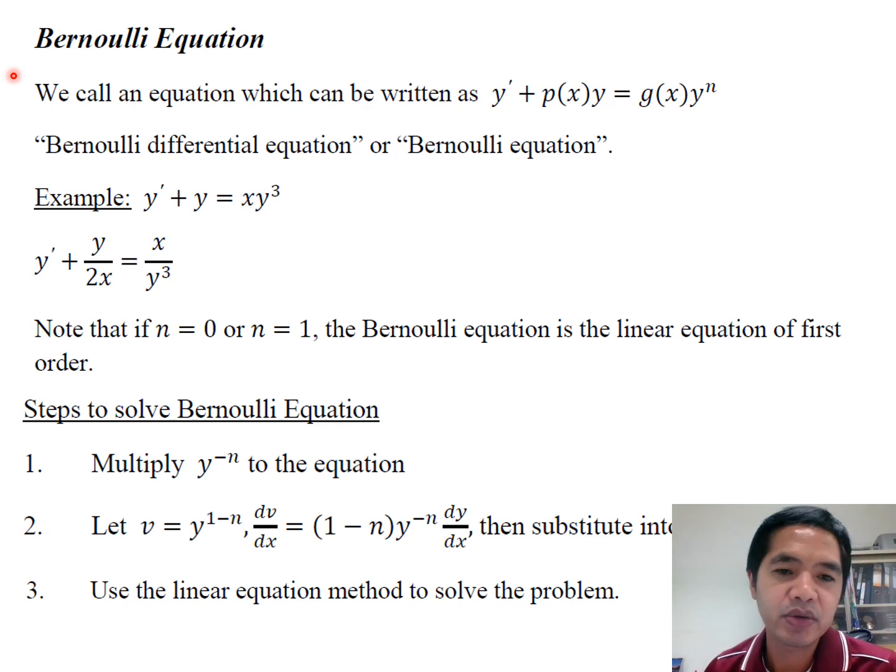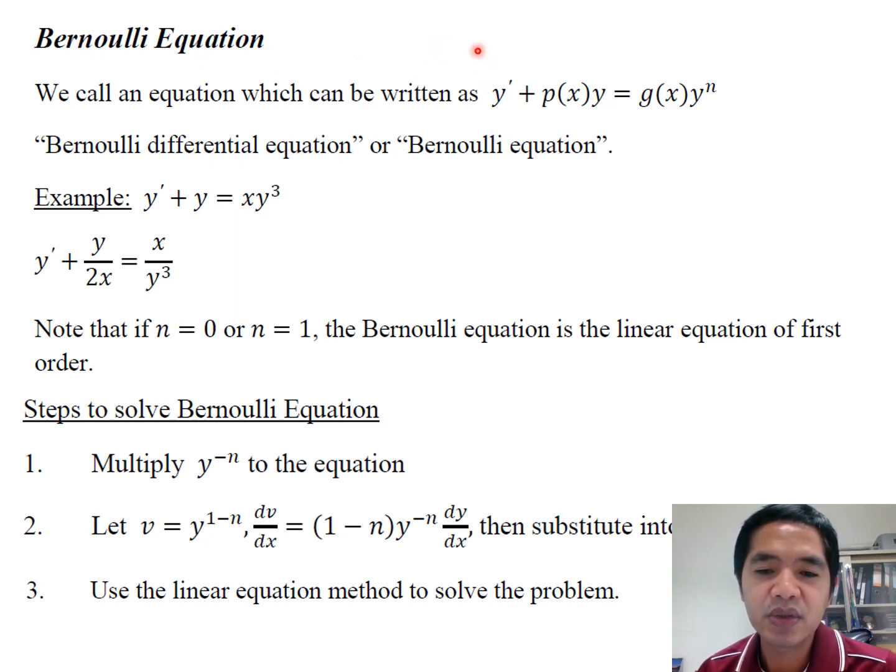In this slide, I will talk about the Bernoulli equation that we can use to solve first order ODE. First you have to know what the Bernoulli equation is. When you look at a first order ODE, if you see a function like this, y prime plus p(x) times y equal to g(x) times y to the n, p being a function of x, we can call it a Bernoulli equation or Bernoulli differential equation.